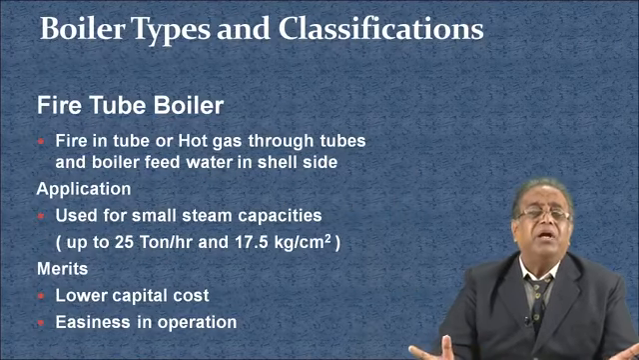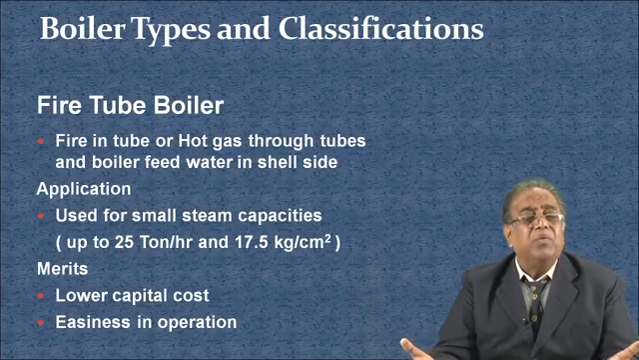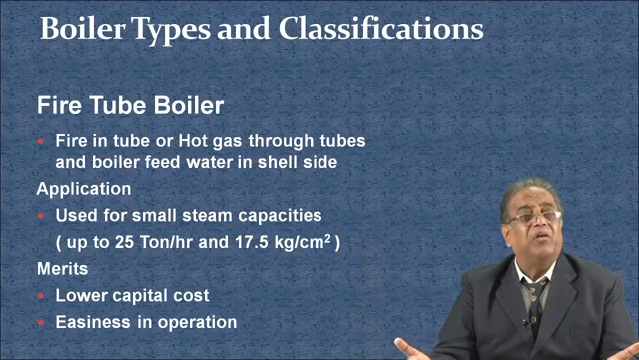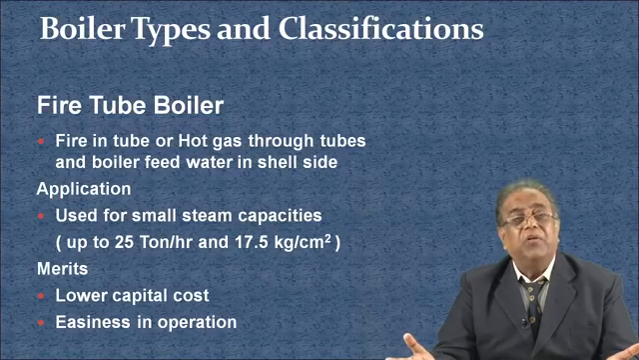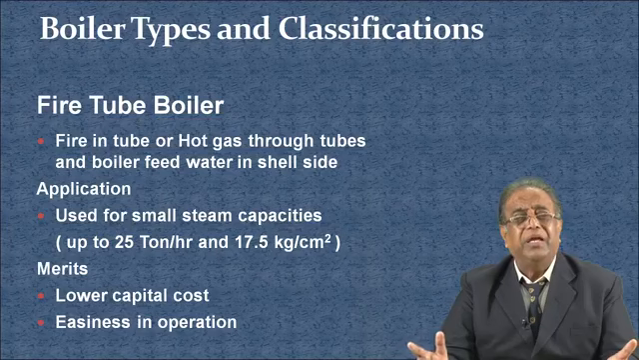Now, boiler type and classification. There may be a fire tube boiler. When you consider a fire tube boiler, it means fire in tube, or hot gases through tubes, and boiler feed water on the shell side. Application: used for small steam capacities up to 25 ton per hour and 17.5 kg per centimeter square pressure, that is gauge pressure. And merits are low capital cost and easiness in operation.